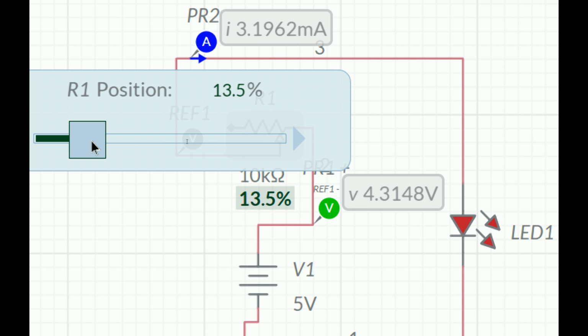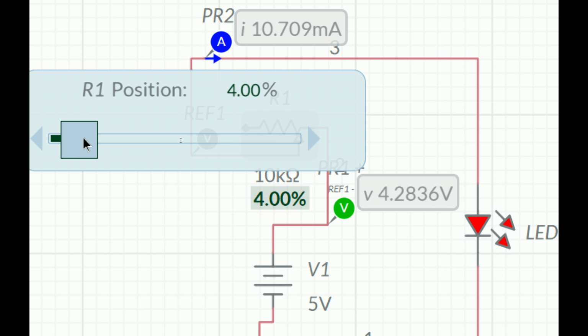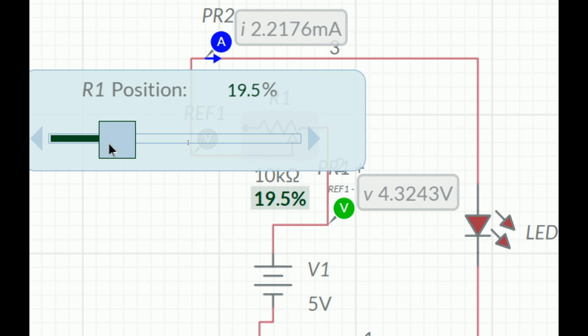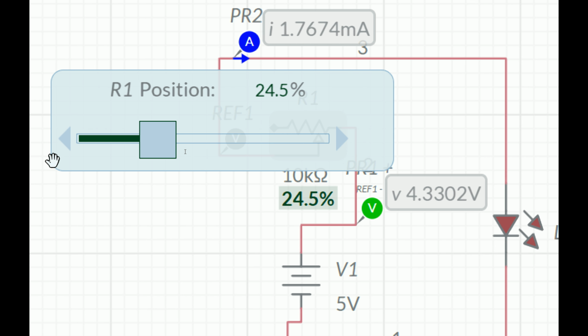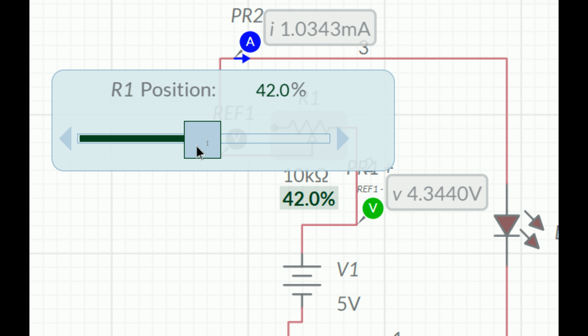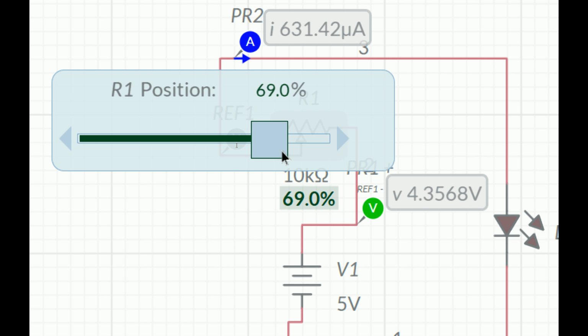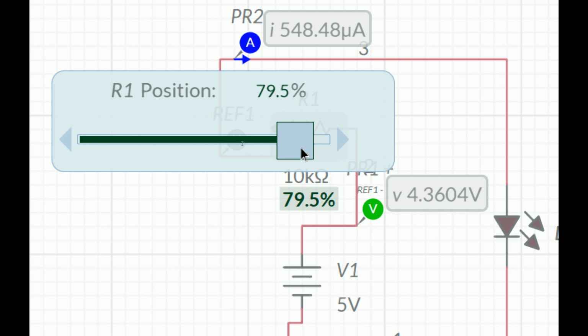I move the resistor forward. Now see, the voltage is increasing but the current is decreasing. Now it is 4.43, and the current is decreasing to 2 milliampere. It's around 1.7 milliampere and the voltage is 4.3 volt. I move it further. Now voltage is 4.34 and the current has decreased to 1 milliampere. Now I go to 80%. Now voltage is 4.36 and the current is 548 microampere. Now you can see that increasing the resistor increases the voltage and decreases the current.